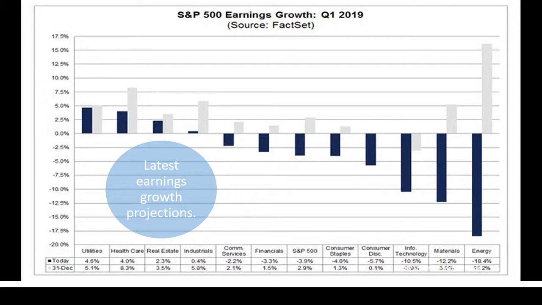So either this is wrong and the stock price is right, or stock prices are wrong and they need to come way down. And so you can look at utilities, healthcare, real estate, industrials, communication services, financials, consumer staples, consumer discretionary, information technology, materials, and energy. All are going to show negative year-over-year growth rate on earnings, or not negative, but all lower or negative depending on the sector.